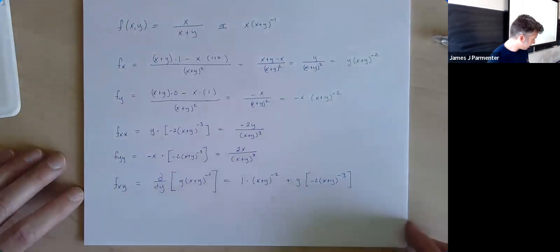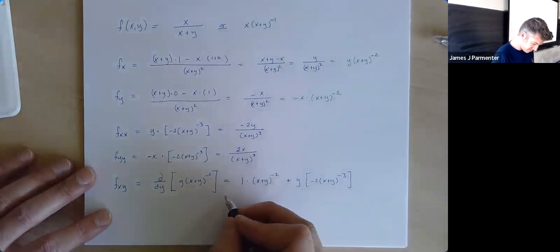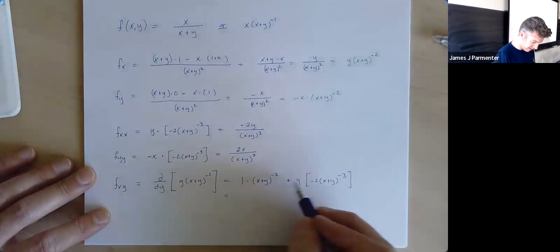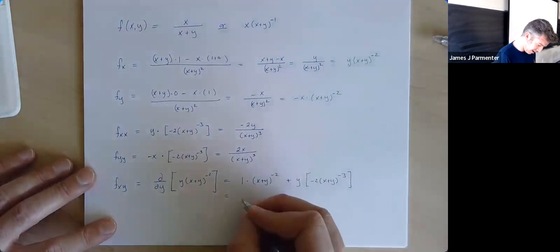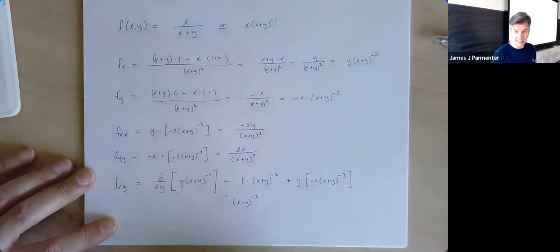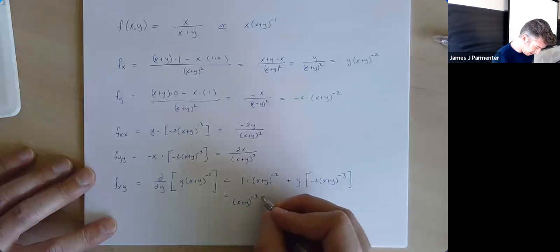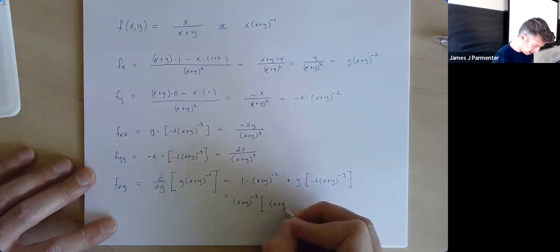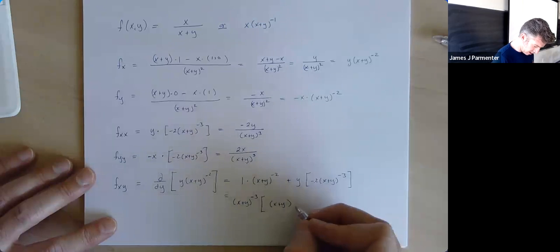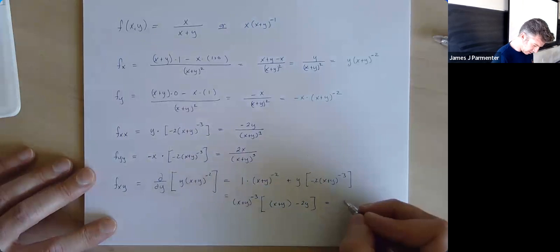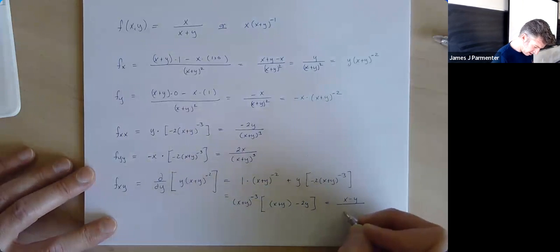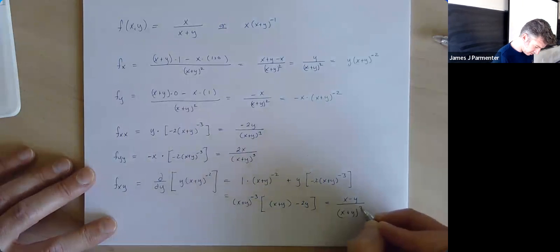And I don't like the way this looks, right? It kind of is not my favorite. So what do I really have? I would factor out from each of these the lesser power of x plus y, meaning I'm going to factor out an (x plus y) to the -3rd. That is the lesser of the two powers. And I'm left with an (x plus y) and then a -2y. So I end up with (x minus y) divided by (x plus y) to the 3rd.